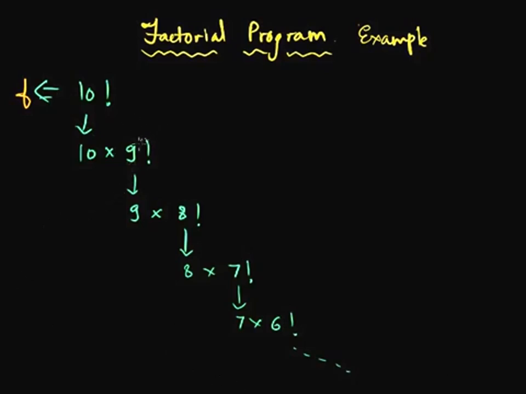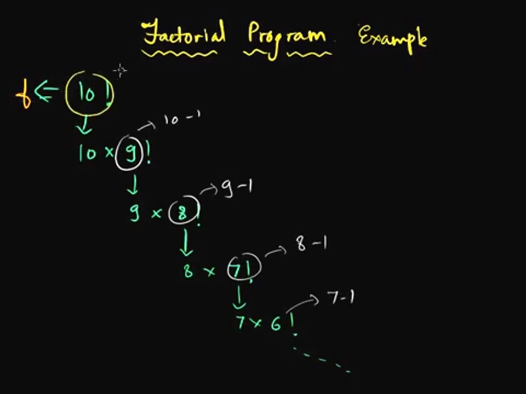And if you look carefully, this 9 is nothing but 10 minus 1, right? This 8 is nothing but 9 minus 1. 7 is nothing but 8 minus 1, right? 6 is 7 minus 1. So what I'm trying to tell you is, if we consider this number 10, of which we have to calculate the factorial, as n, this becomes n minus 1's factorial, right?